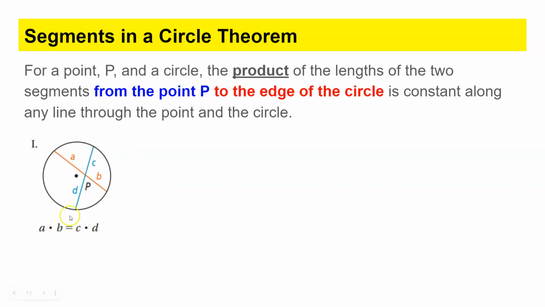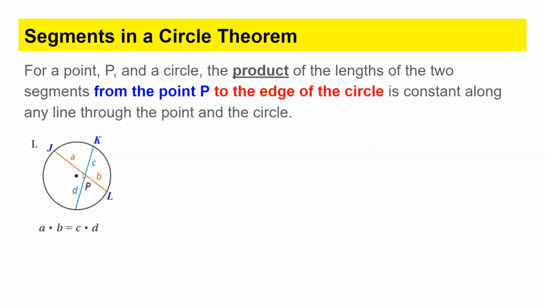So here I've got two lines intersecting inside my circle at point P. If I go from that point P to the edge of the circle, I get a distance A. From P to the edge of the circle, I get a distance B. If I multiply those together, it's going to equal this other chord, which is going from P to the edge of the circle, a length of C, from P to the edge of the circle, a length of D. So we're always going from the point to the edge of the circle.